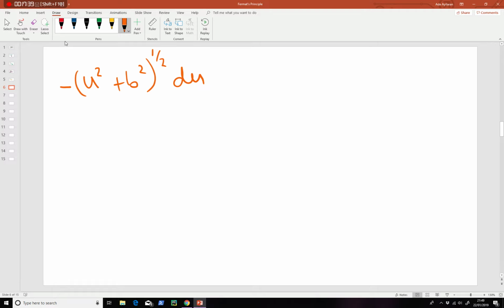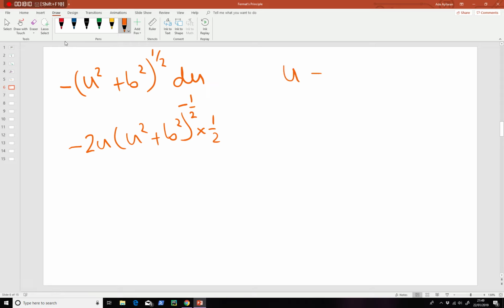Okay, so step by step, I differentiate what's inside. Because b is a constant, that disappears. Because this is the variable, I multiply by the power, take 1 from the power. So outside at the moment looks like this: 2u, u squared plus b squared. And then I multiply by this power, which is a half, and I take away 1 from the power. So the new power becomes minus a half.